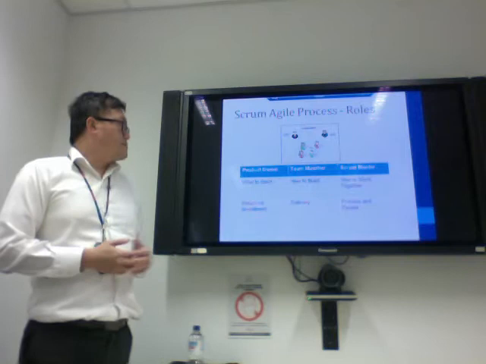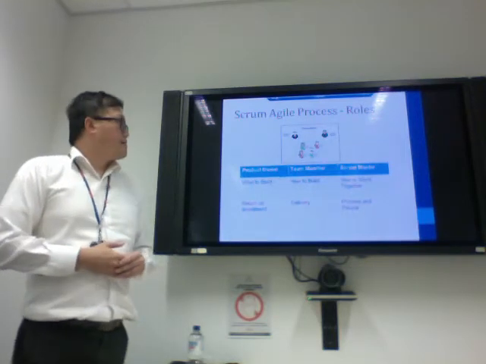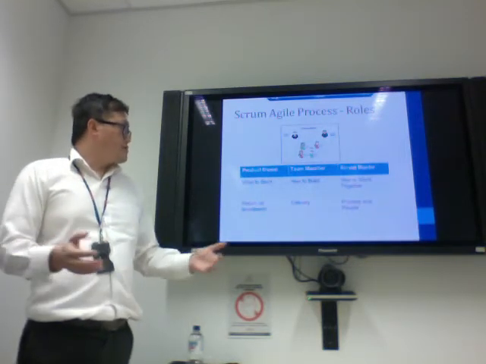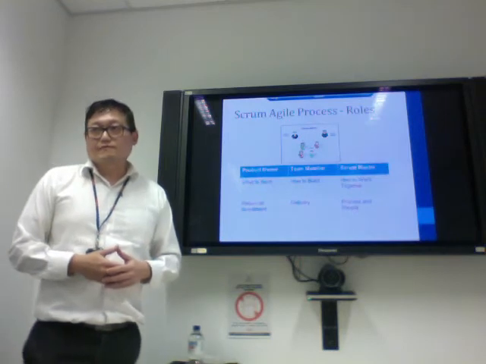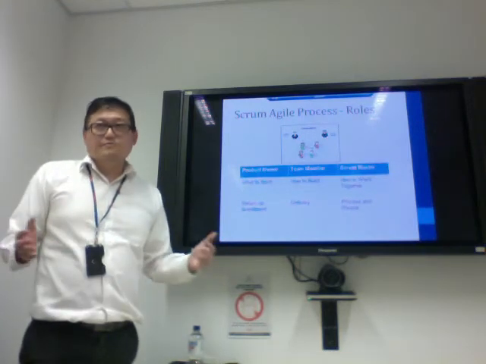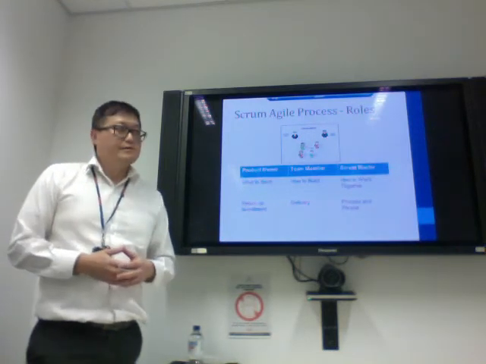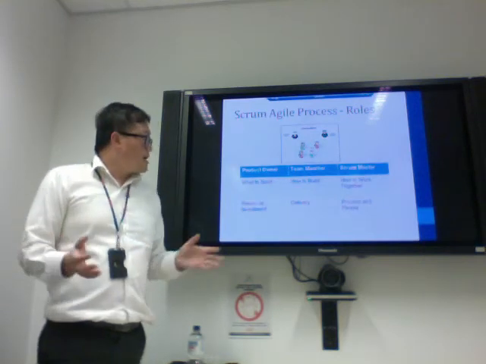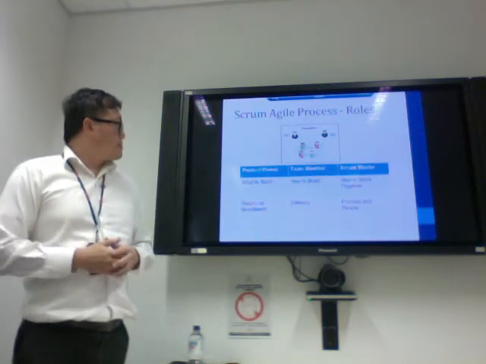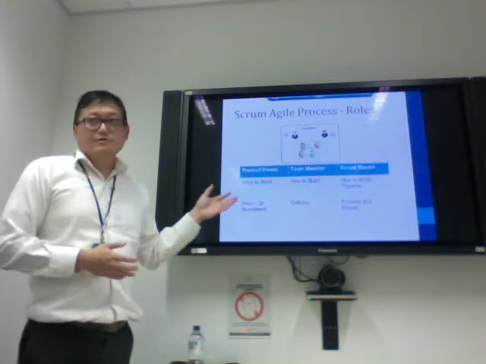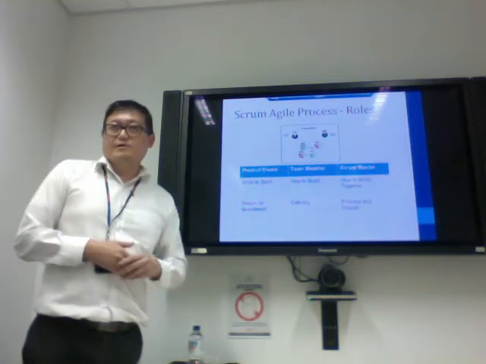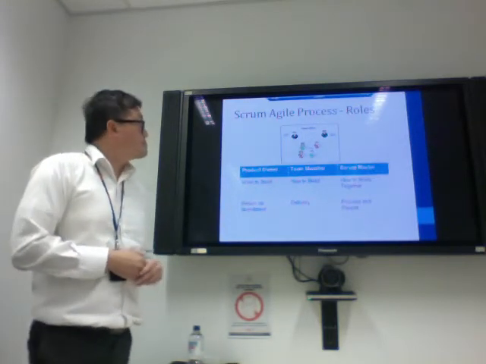The Scrum Master is responsible for how the team works together, and is responsible for facilitating the process and improving the process. So he will ensure how the team members and the product owner work together within the Scrum Agile process.